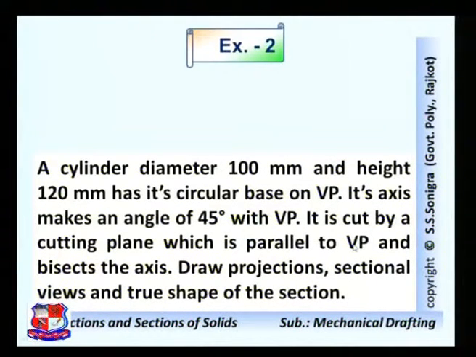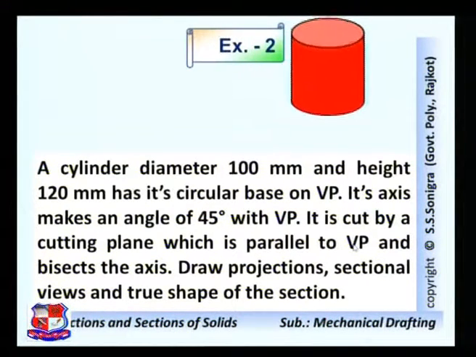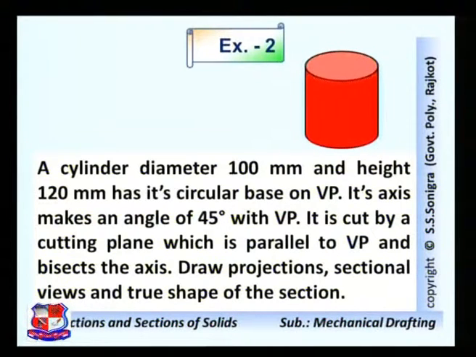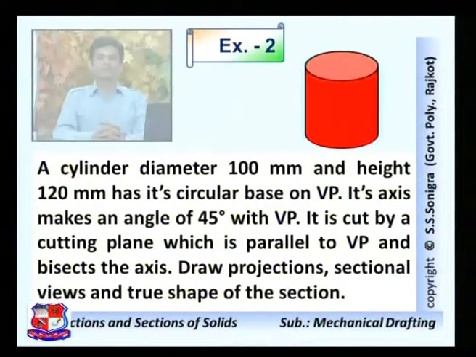A cylinder of diameter 100 millimeter and height 120 millimeter has its circular base on the vertical plane. Its axis makes an angle of 45 degrees with the vertical plane. It is cut by a cutting plane which is parallel to VP and bisects the axis. Draw projections, sectional views, and a true shape of the section.